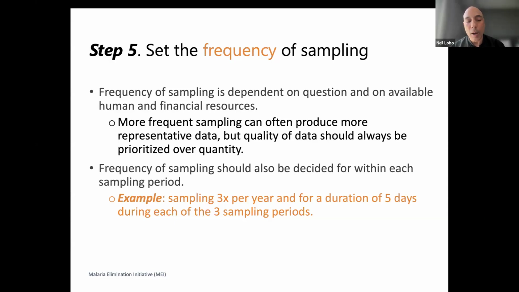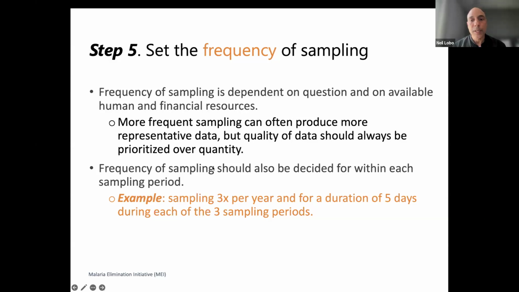When we're looking at operational entomological surveillance, what we want is representative data. And I have a couple of slides after this, and hopefully that will help us understand better or direct us into how much sampling to do. How many sites to go to? What is the frequency of sampling?